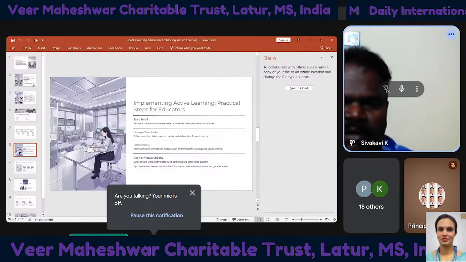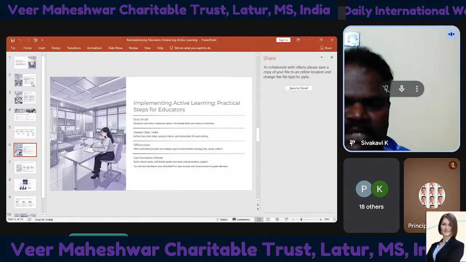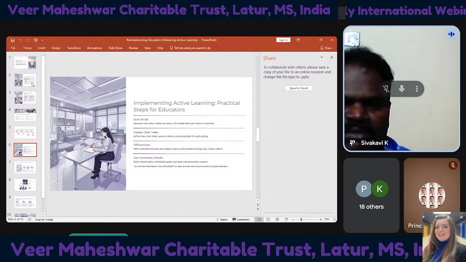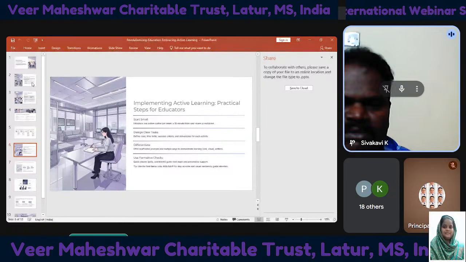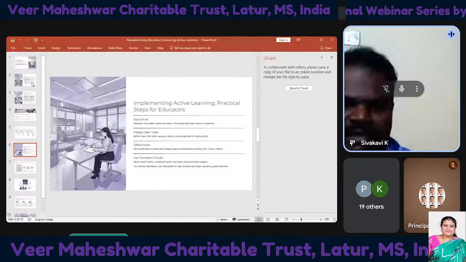Design clear tasks. Okay, if we are giving assignments or any topic, any projects to a group, because we are dividing the class into different groups, design clear tasks. Different levels and pace. Okay, with clear criteria and deliverables for each. Designing a clear task is also very important. Differentiate after, okay.